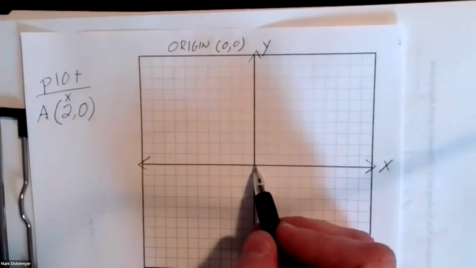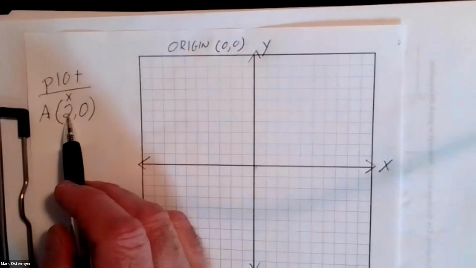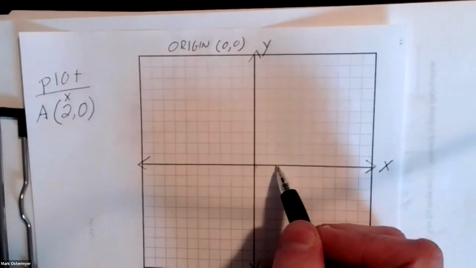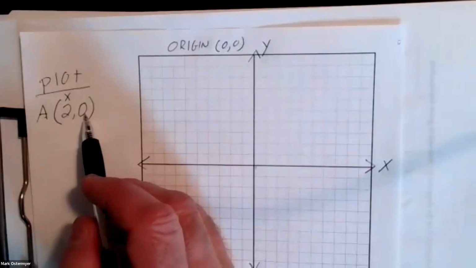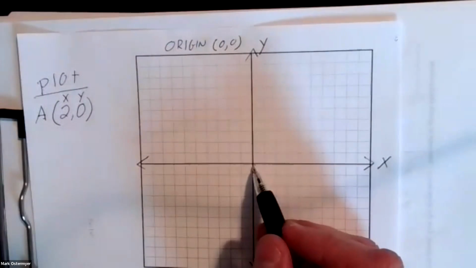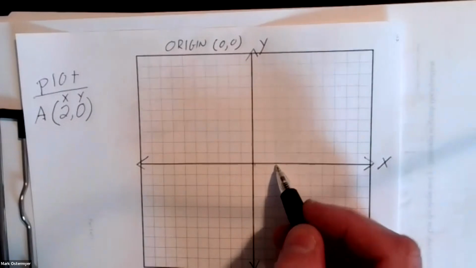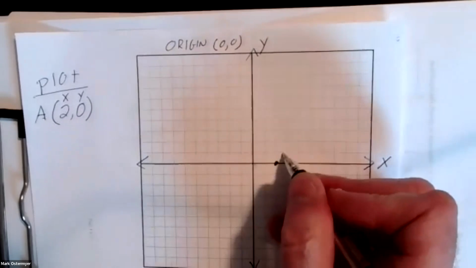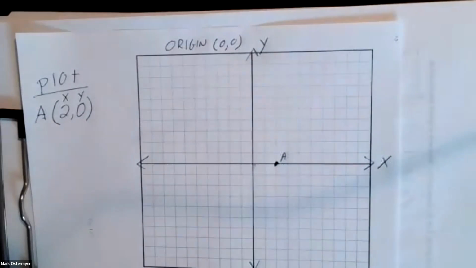So if I start at the origin, I should be able to move 2 positive units along the x-axis, 1, 2, and then we will stay on the x-axis since my y coordinate is 0. So we move 2 positive units on the x-axis from the origin, and we stay right here on the x-axis. So there's the location of point A. Any questions how we plotted point A at 2, 0?